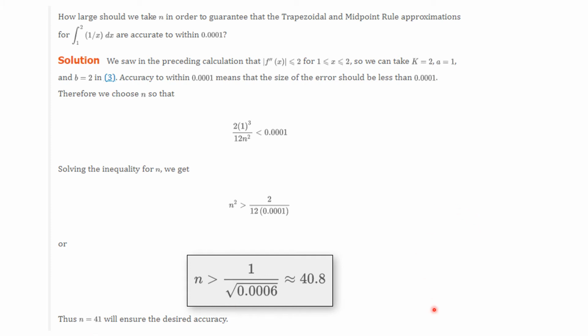This is a very important engineering question. If you need an answer within a given tolerance, how long do you have to let your computer program run in order to get that? You see, you don't have to know the exact value.